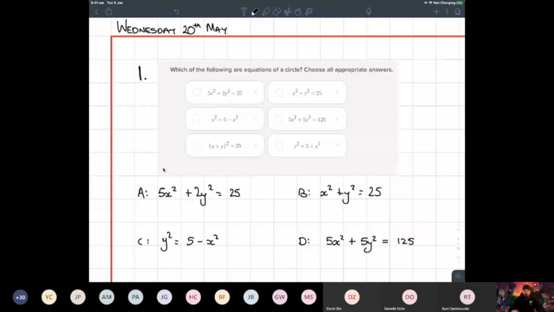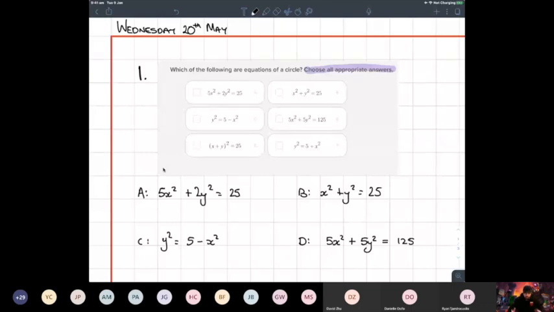One of the questions that people were struggling on was: which of the following equations are of circles, and choose all appropriate answers. That idea of choosing all appropriate answers indicates that there's potentially more than one option here, and that's a favorite kind of thing MathSpace does with multiple choice questions as well. So let's quickly scroll through some of these options.